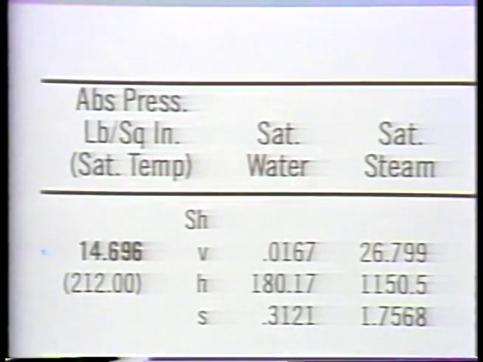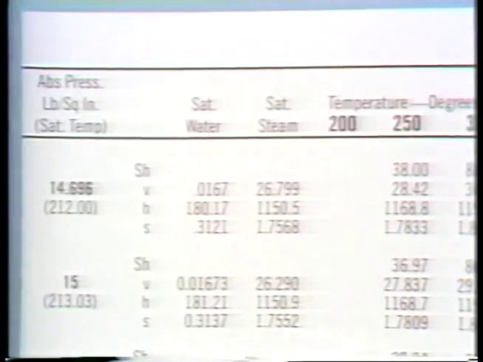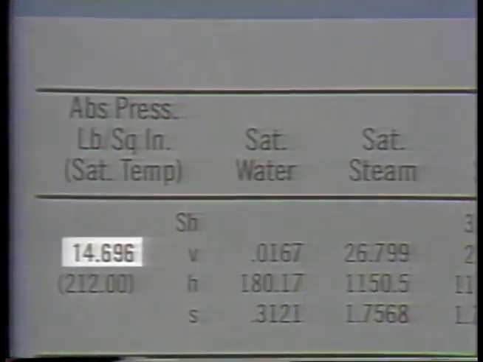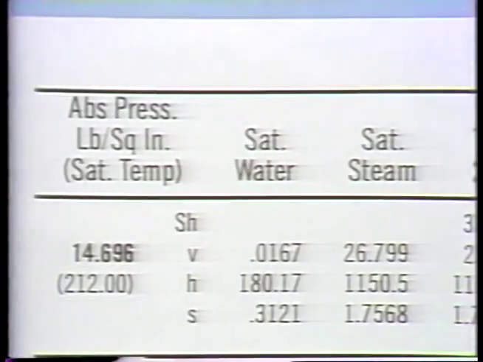Table 3 consists of headings for absolute pressure, saturated water, saturated steam, and then has columns for temperatures in degrees Fahrenheit. To use this table, you first find the pressure that you need. In our case, it's 14.696 psia. Notice that underneath the pressure value, the saturation temperature is indicated in parentheses.